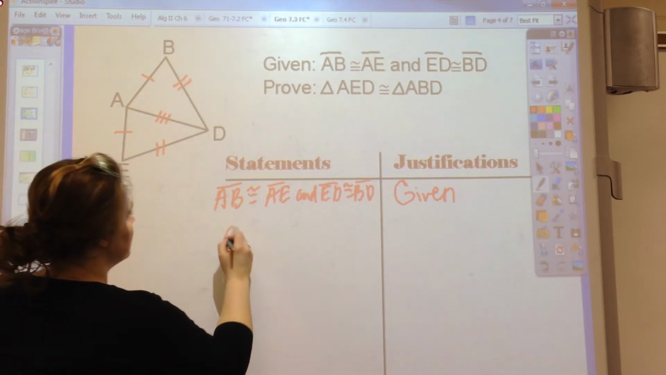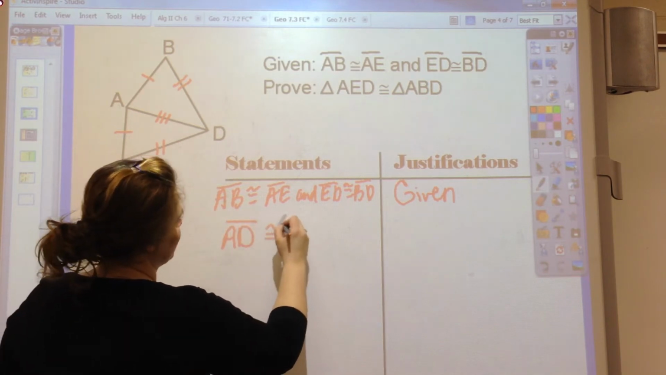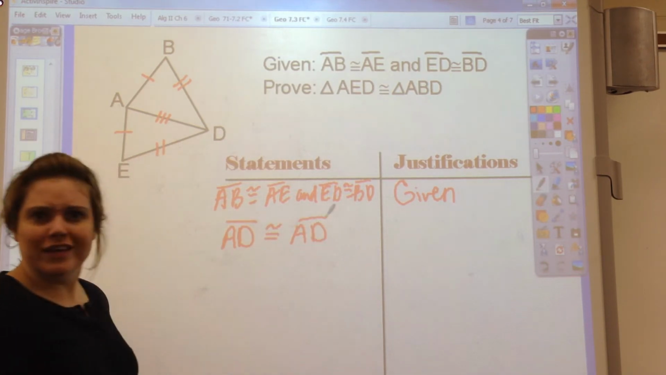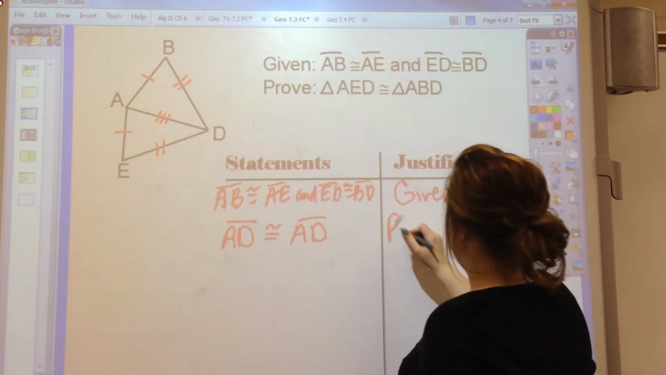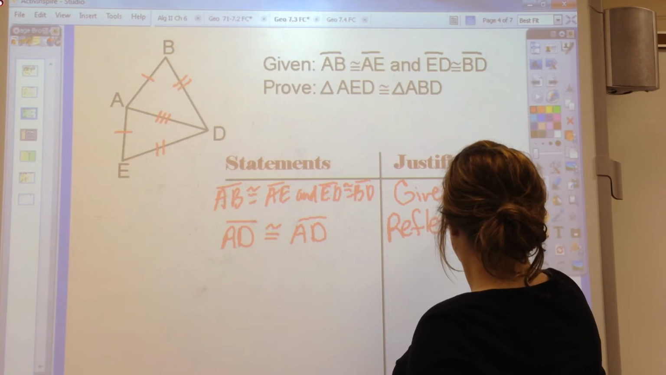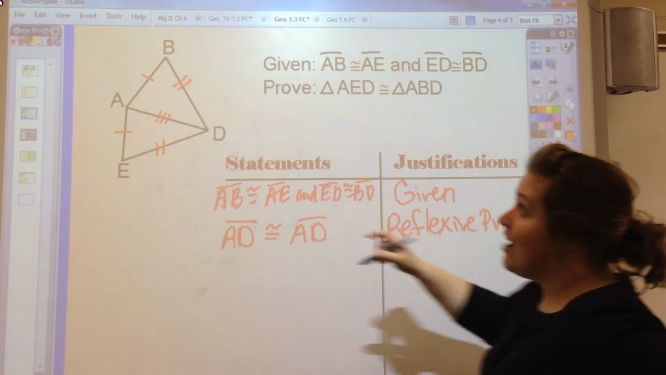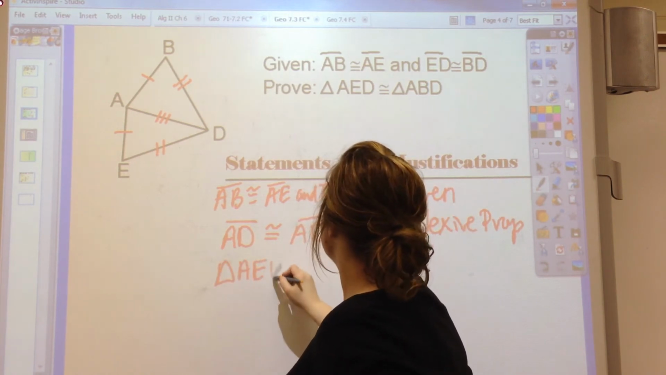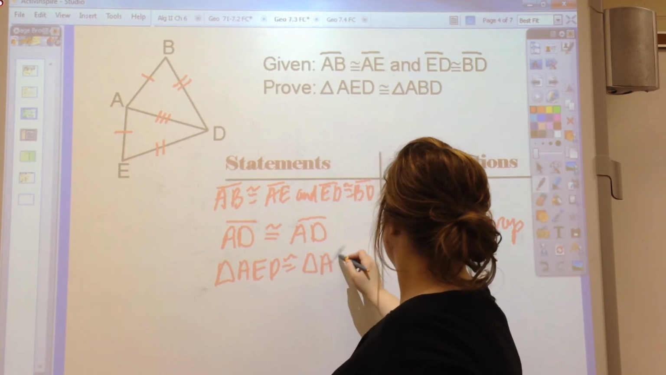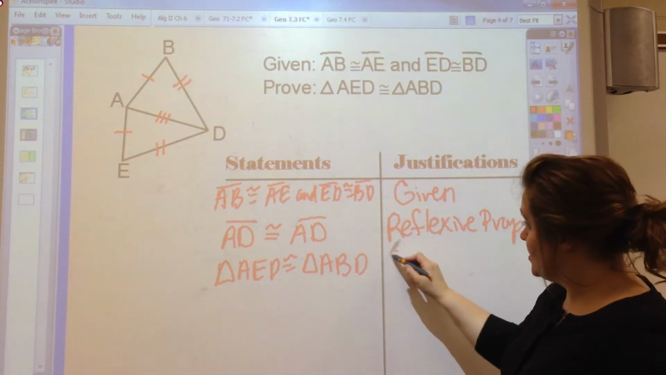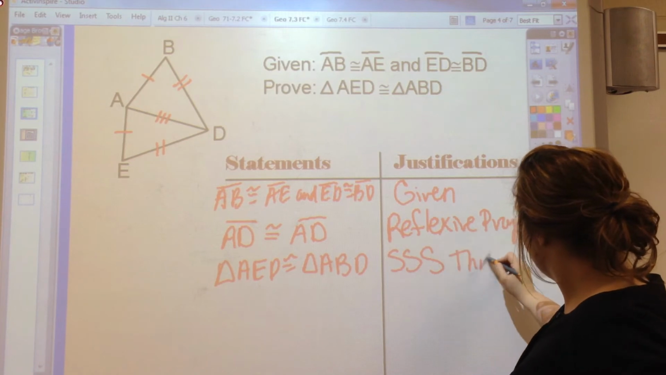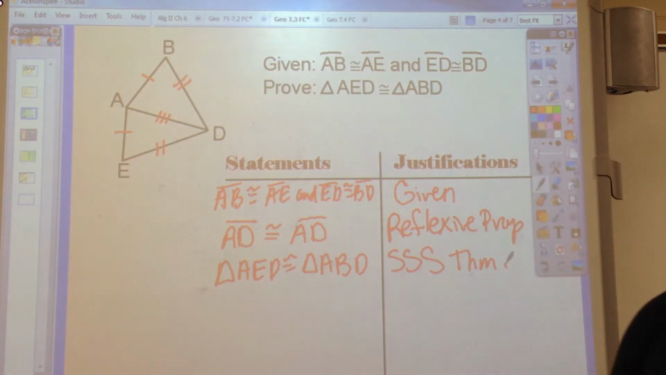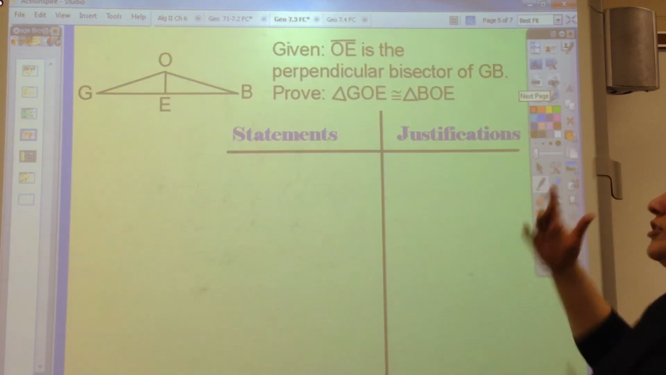So now I'm going to say, hey, segment AD is congruent to itself. And why do we know something is congruent to itself? The reflexive property. And now, can I indeed say that these two triangles are congruent? Absolutely. What theorem gives that to me? The side, side, side theorem. Beautiful. Usually students find proofs with these triangle congruence theorems to be a little bit easier than the proofs we start off with. So enjoy.